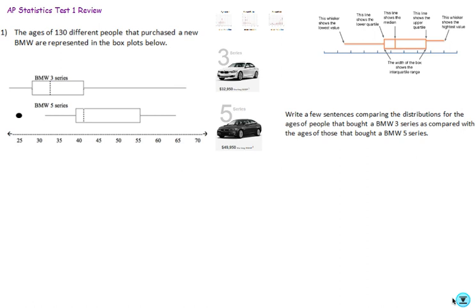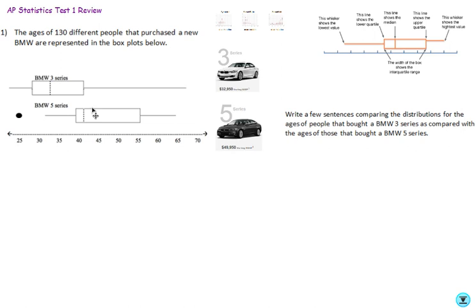Number one tells us that the ages of 130 different people that purchased a new BMW are represented in the box plots below. So these two diagrams that we call box plots give us a summary, an overall picture of people that purchased two different kinds of cars. What we don't know is that we don't have a list of all 130 different people, but there's a lot of information that we can actually gain from taking a look at those two diagrams.